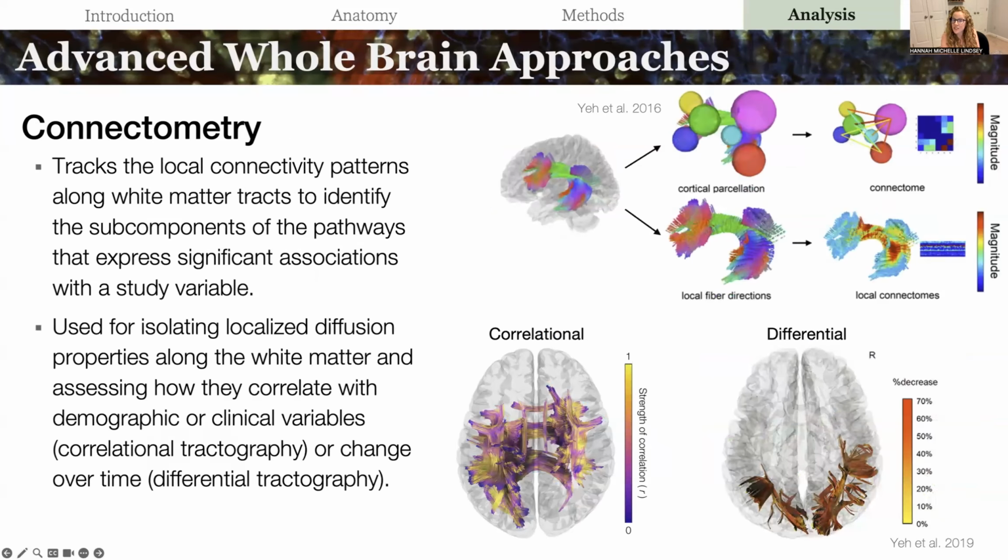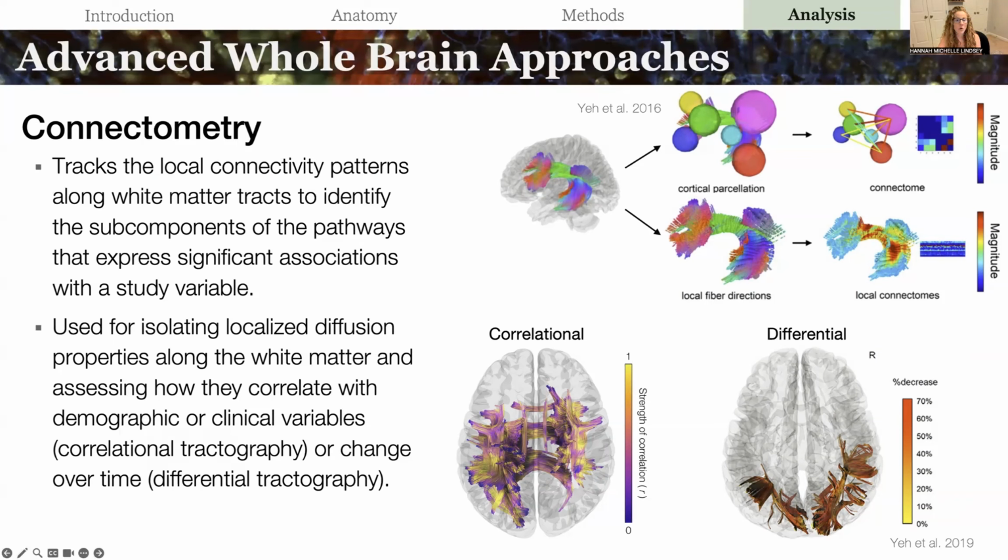Connectometry is a data-driven technique that's designed to investigate whole brain connectivity in a more localized way by assessing how diffusion properties along white matter pathways are related to demographic or clinical data. As opposed to structural connectivity, which maps the global connectome architecture, connectometry focuses on the local connectome, which reflects the connectivity between adjacent voxels along a white matter pathway. This isolates localized changes in white matter integrity and makes it ideal for detecting subtle brain-wide alterations without requiring predefined ROIs.